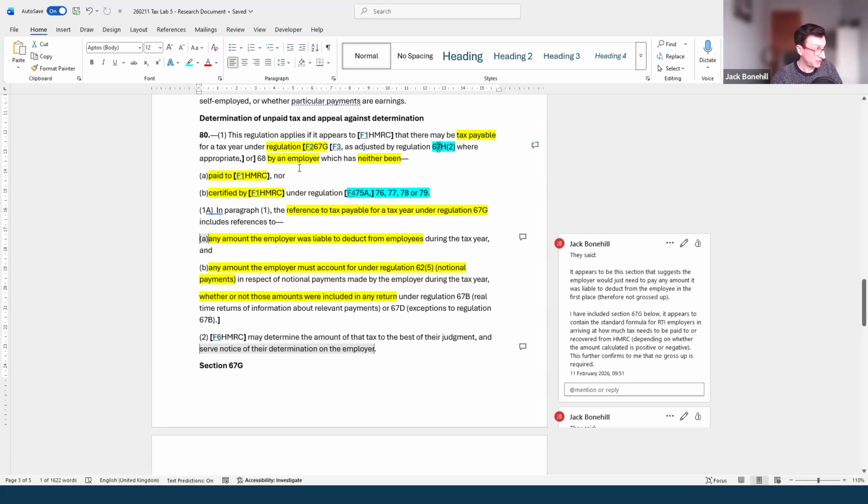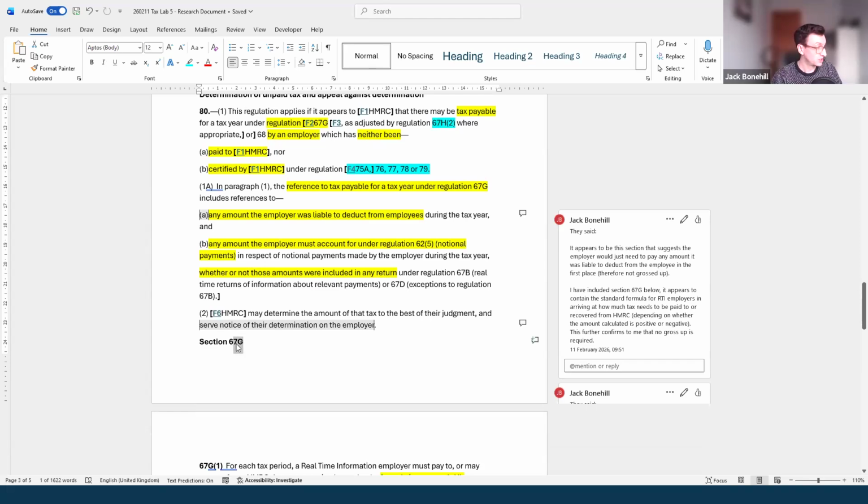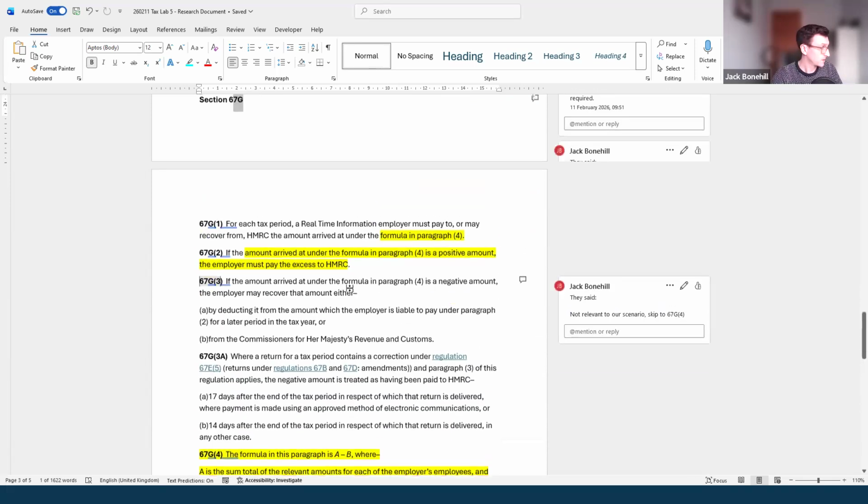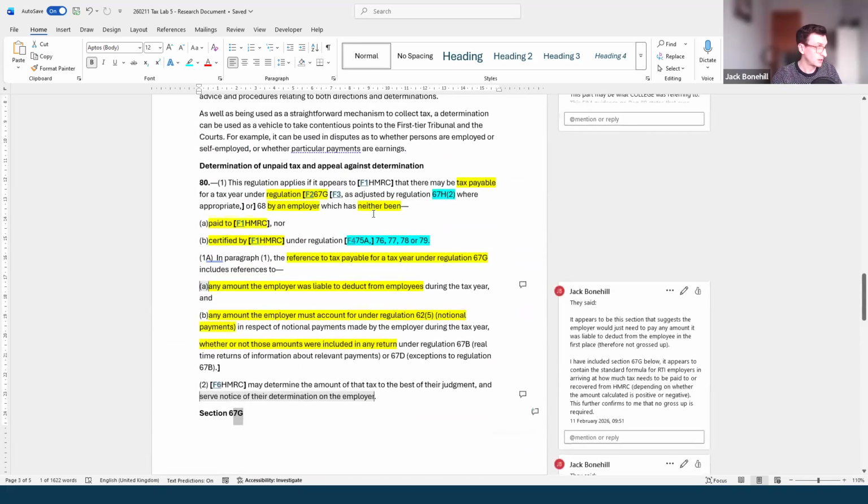So they've done that a little bit here. They referenced 67G, but that's the last one. So in my mind, I'm thinking, well, has this person checked regulation 67G? Have they checked regulation 67H? Have they checked regulation 68? Have they checked all these regulations? Because if they haven't, then my question is, well, are they relevant?